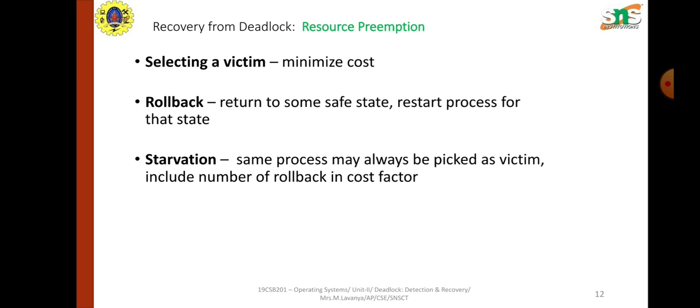And finally, it is starvation. In this way, if the same resource is always selected as the victim resource and is always taken from the same process, then starvation will occur. Okay, these are the factors which we have discussed, along with deadlock and the methods of detection, prevention, avoidance and recovery. Okay.